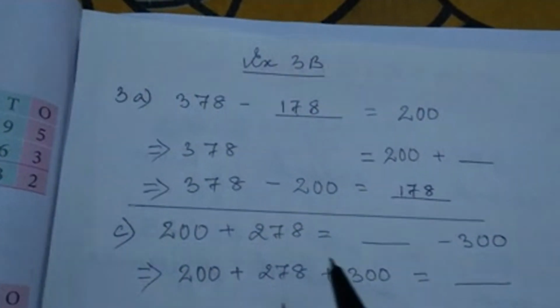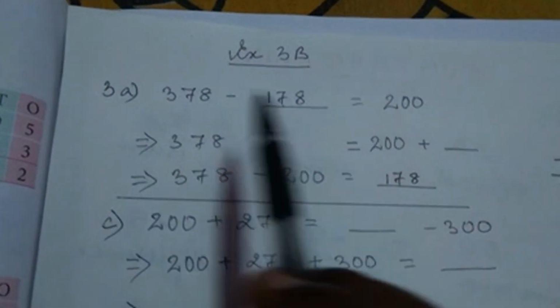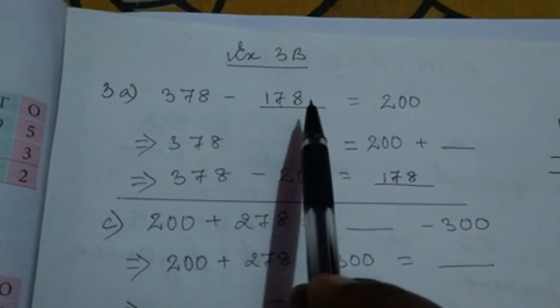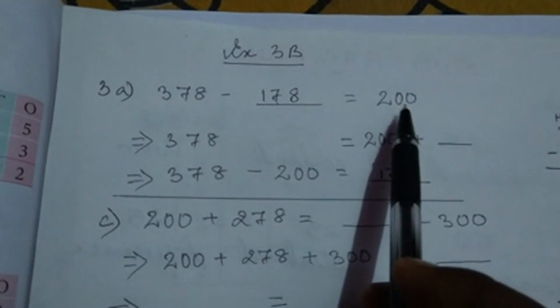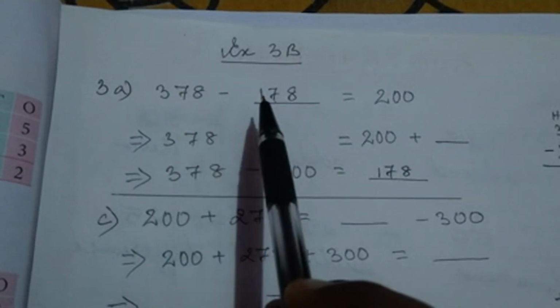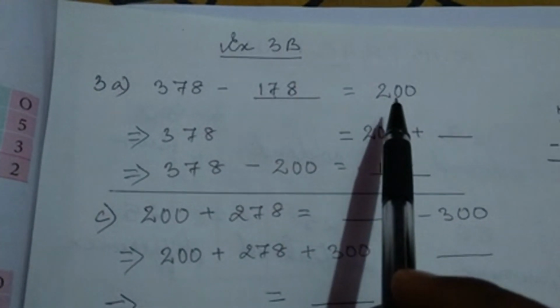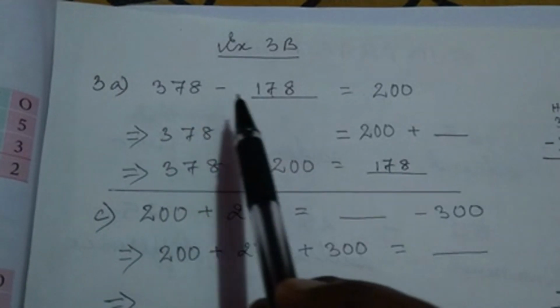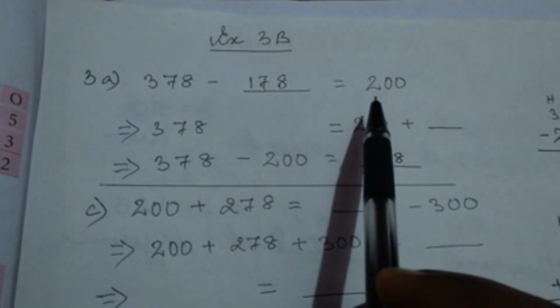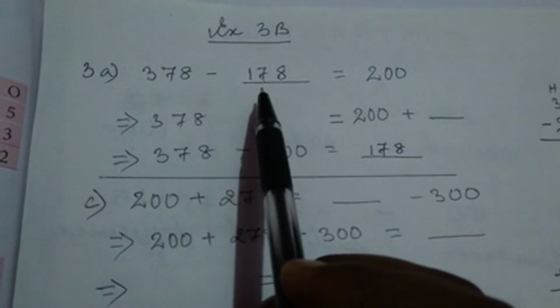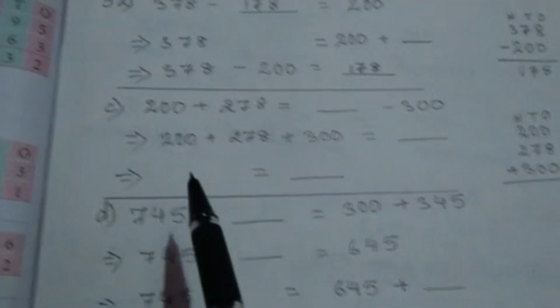So it means we have to write here 178. Let us see whether this is correct or wrong. See, 8 minus 8 becomes 0. 7 minus 7 becomes 0 again. 3 minus 1 becomes 2. It means our answer is correct. Okay. Now B is similar. B is a similar question here.